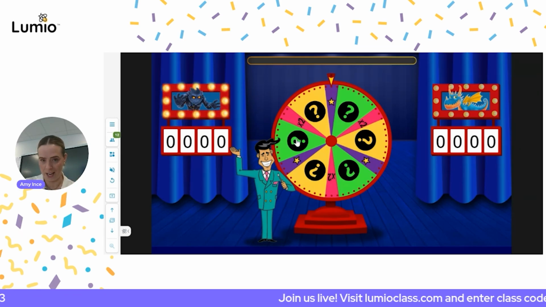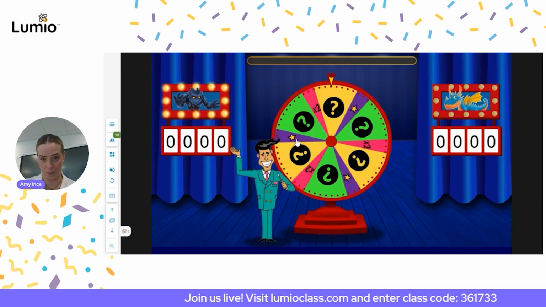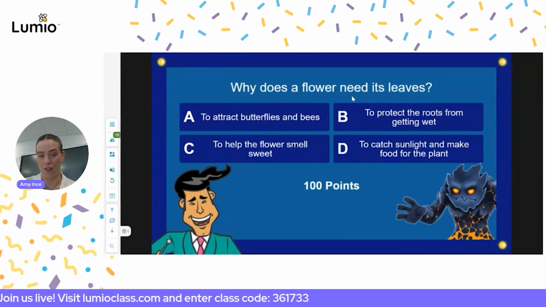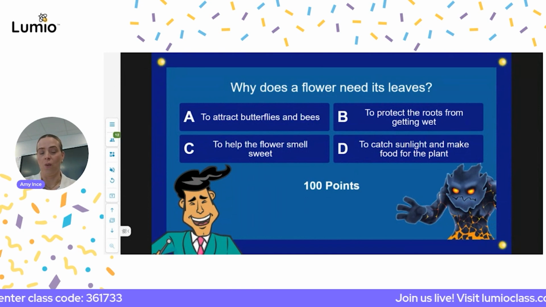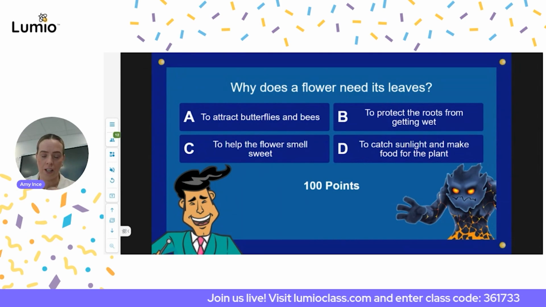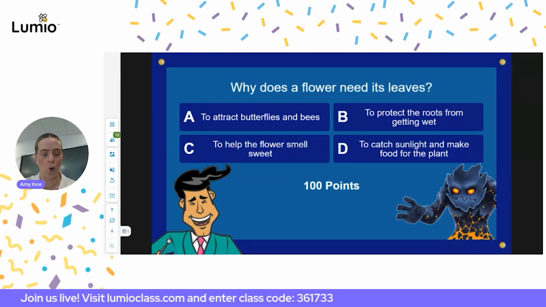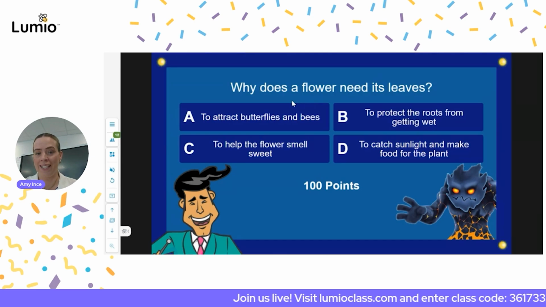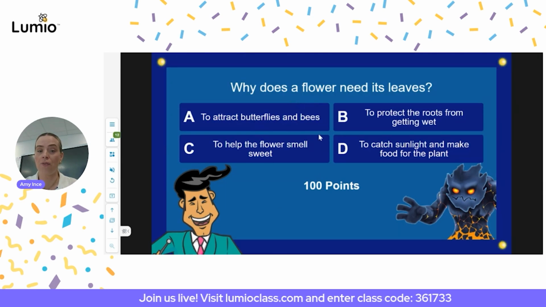So this is in 2 teams. So they will just spin the wheel. And it comes up. So this was a science topic that we did. Why does a flower need its leaves? Obviously, I will be reading this a lot of the time to some of my pupils. Like I said, it's not always just my children with SEND or my EAL learners. It will be a mix. But why does a flower need its leaves? We'll go through the answers.